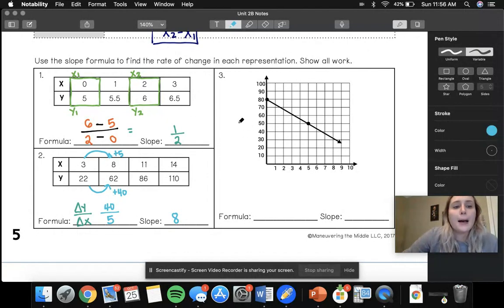All right. For number 3, we have a graph. So we could just do rise over run, okay? Or it does give us ordered pairs, so you could also do it a different way. I'm going to show you guys a third way if you like this way. All right, so we just have to write down these ordered pairs. The first ordered pair is right here, and as an ordered pair, that would be 0, 80. Okay. For the second ordered pair, that would be 5, 50.